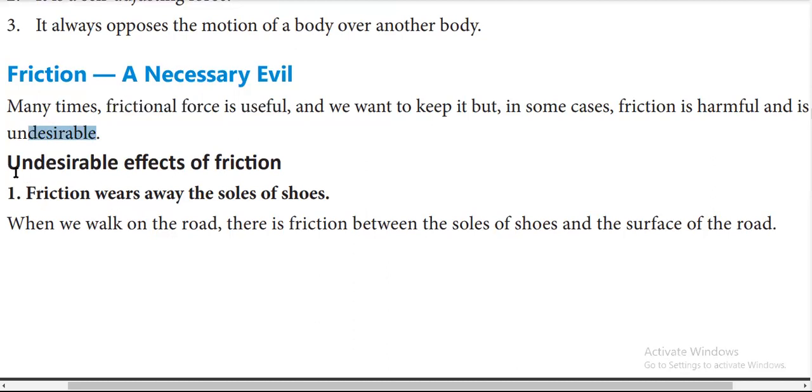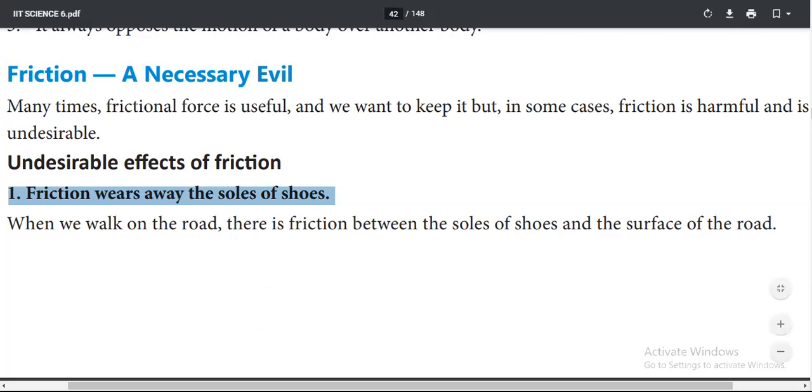So first we see examples of the undesirable effects of friction force, meaning the effects of friction force that we don't want. For example, friction wears away the soles of shoes. We know that we move on a surface by wearing shoes. Because of the friction between the surface of the ground or road or soil, we are able to move. It is a road, and we move on the surface.